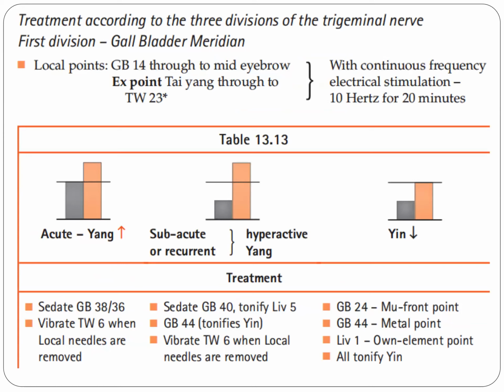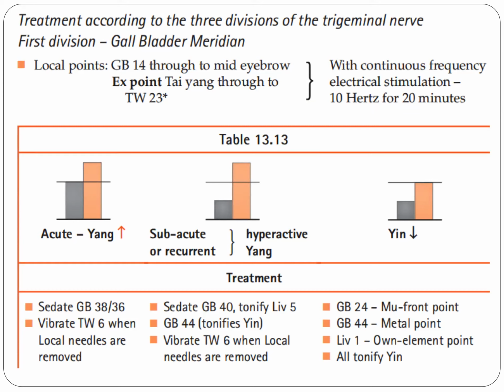First division, gallbladder meridian. Local points, gallbladder 14 through to mid-eyebrow. Then the extra point Taiyang through to triple warmer 23. With continuous frequency electrical stimulation, 10 Hertz for 20 minutes. So for the acute case, the yang is increased. So we sedate gallbladder 38 or 36, vibrate triple warmer 6 when local needles are removed.